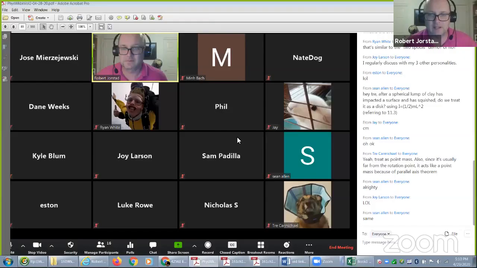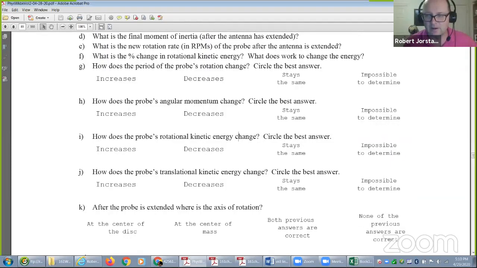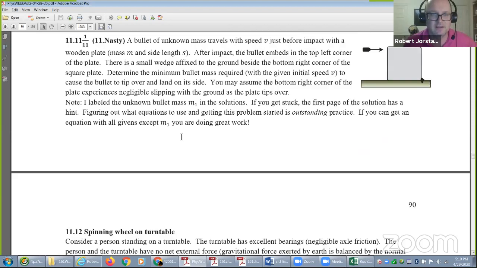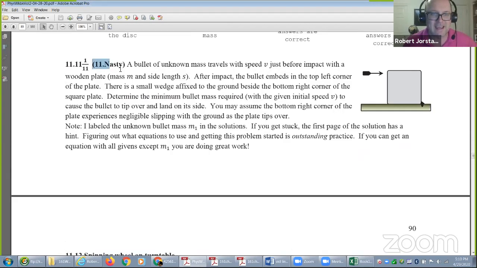And then, okay, cool. Let's take a look at this next problem here. This is one of my favorites. Mad props to Alexis R, who just found a typo in it, and I fixed it up in the solution. 11 point nasty.